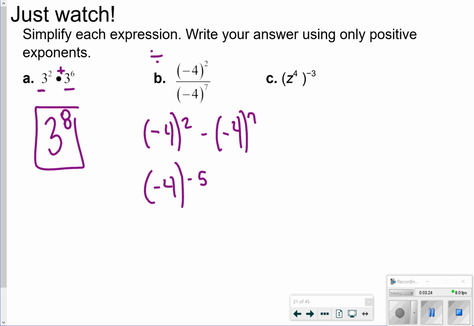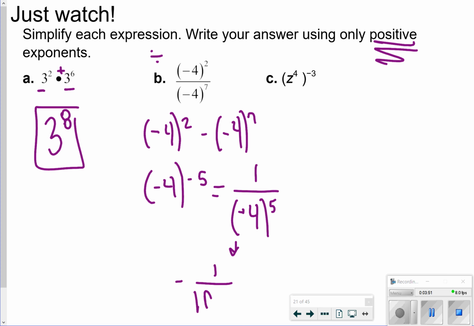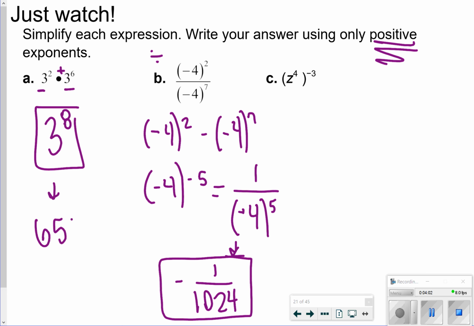In the previous video, we talked about how to change negative exponents into positive ones. So I'd actually need to write this as the reciprocal, 1 over negative 4 to the 5th power. And then I can actually go ahead and simplify this expression too. I'm going to go back to letter A and do that as well. But negative 4 to the 5th power is going to give me negative 1024. So my answer would actually be negative 1 over 1024, because I did 4 times 4 times 4 times 4 times 4 and kept the negative since it's an odd number. And then 3 to the 8th power actually can be written as 6,561. So this would actually be the better answer here.